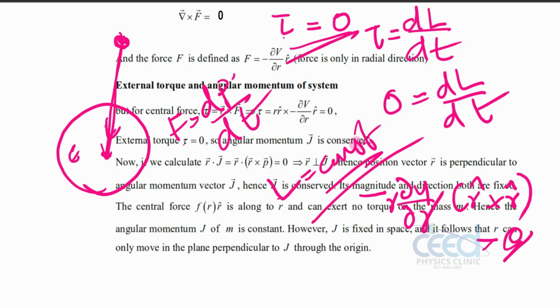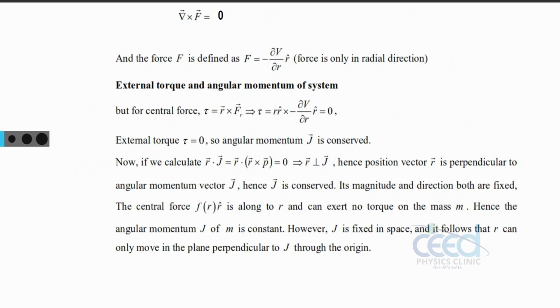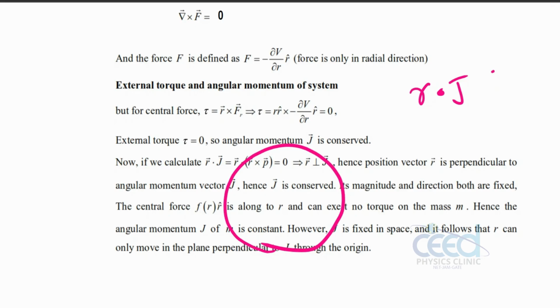L is angular momentum. We used another vector J. J is equal to a constant. Now you can have a lot of ideas from this. Suppose a body, what is r dot J? Suppose a body is rotating under a central force.